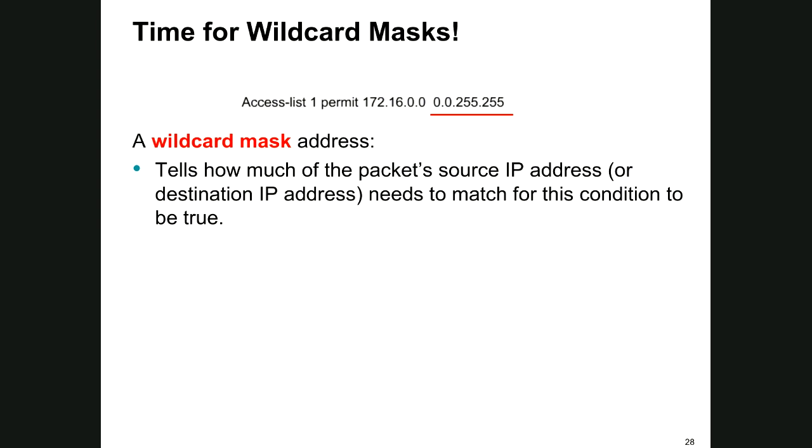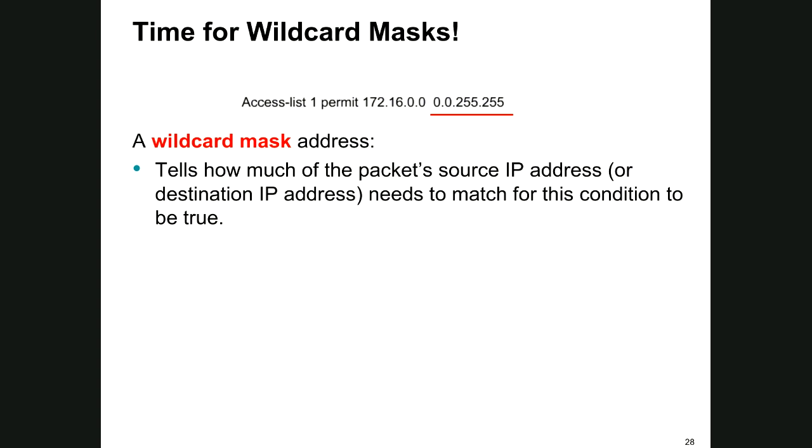255.255.0.0. Well, in a subnet mask, the ones tell us this is a network prefix, and the zeros tell us this is the host portion of the address. A wildcard mask says the zeros tell us this number must match exactly, and the ones, which are the 255s, are all ones, tell us I don't care what those numbers are.